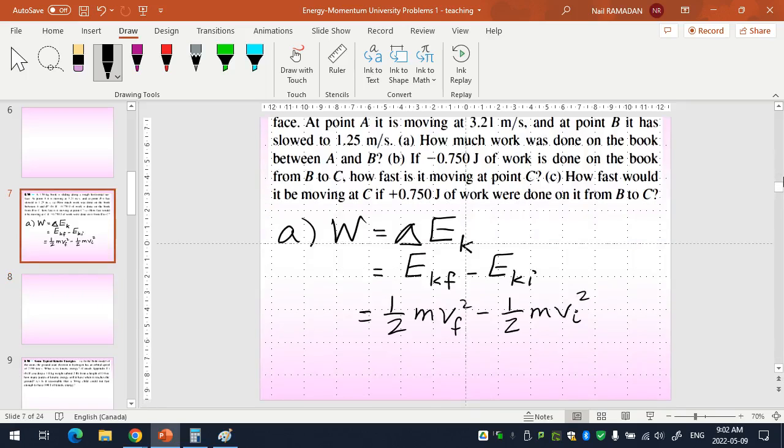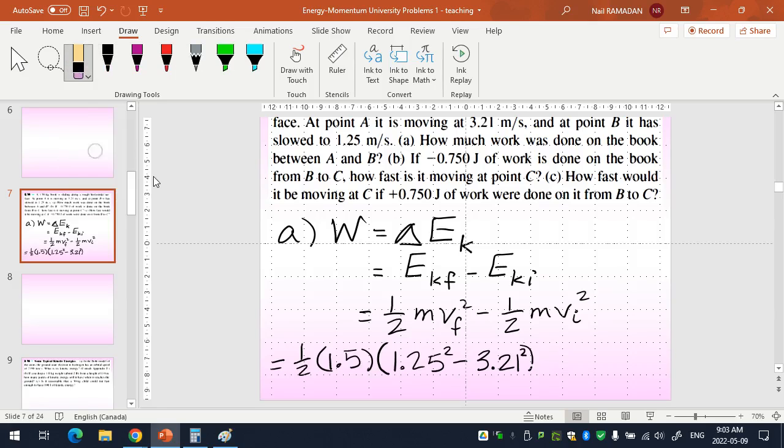Hey, what's a common factor here? Or maybe two common factors. Half and m. So now I can start with the math. Equals half. What was the mass? 1.5 kilograms. And now I'm going to open a bracket and do VF squared minus VI squared. Which one is VF squared? 1.25, because it was the final speed, or it slowed down to it. So it came in the future. So 1.25 squared, subtract 3.21 squared. All we have to do now is just find out this number.